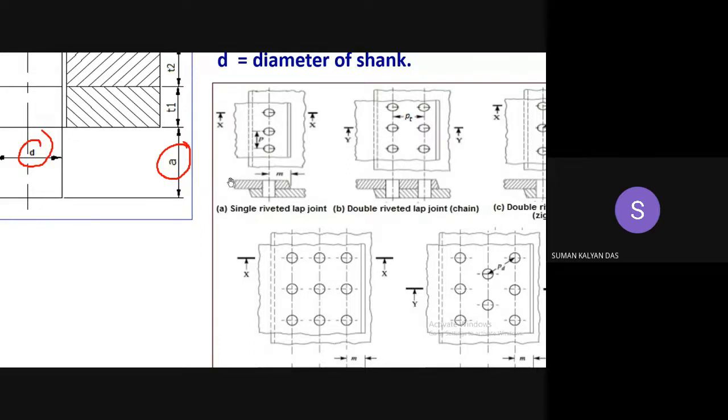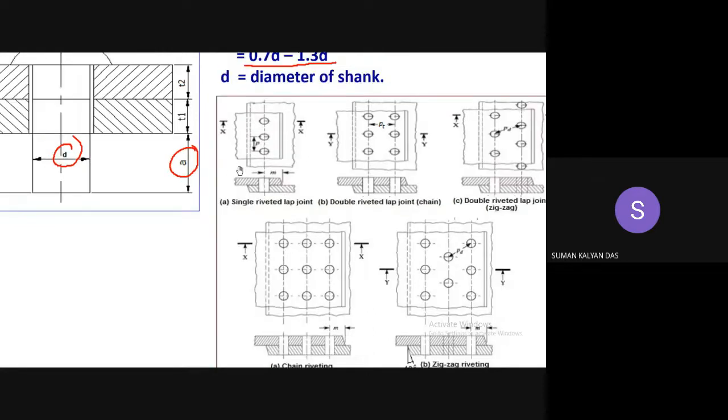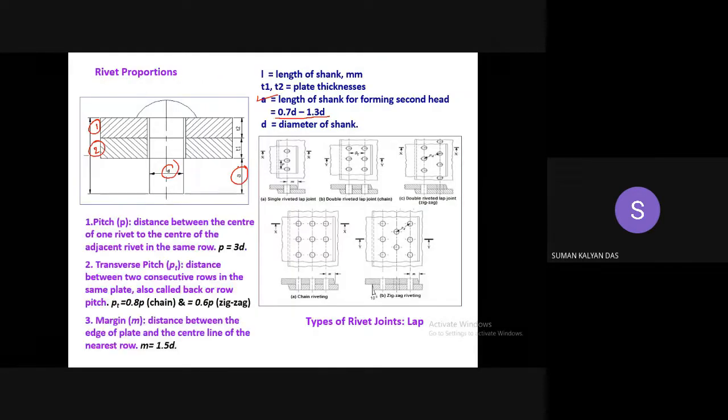So if you have to join two plates, you bring the two plates together and make an overlap region, and within that region you make the hole. You insert the rivet, and finally you undergo the riveting process, and you end up joining the two plates. So this is the lap joint, and the butt joint, let me go to the other slide.